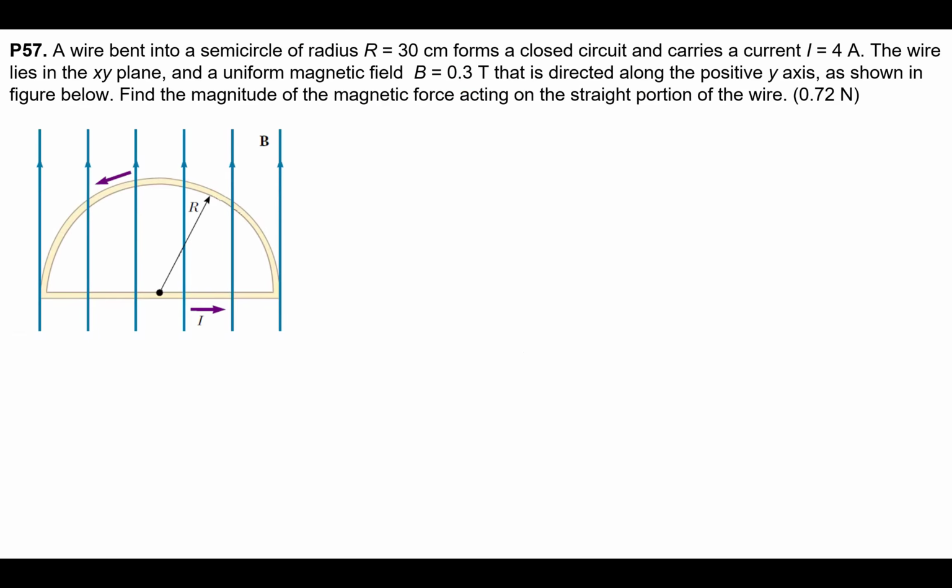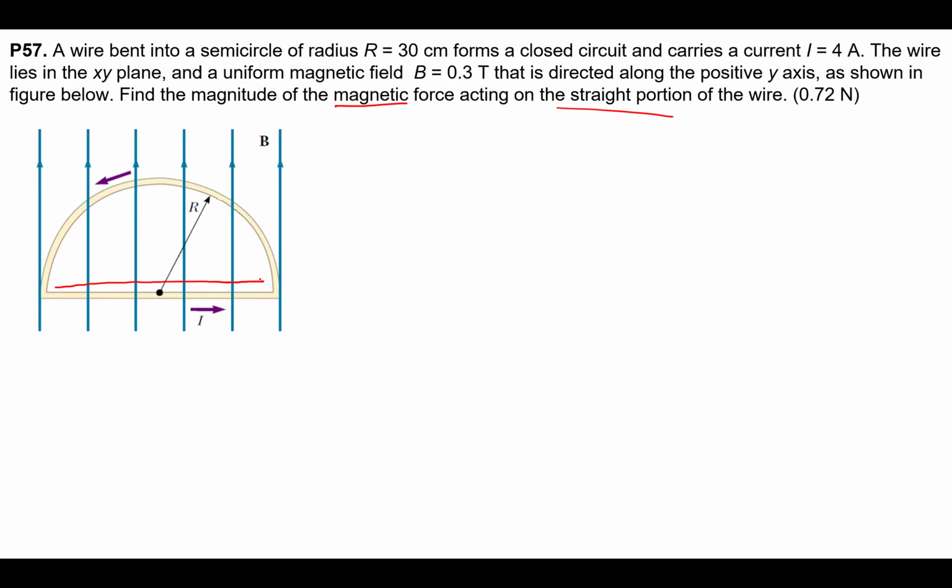A wire bent into a semicircle of radius 30 centimeters forms a closed circuit and carries a current I equal to 4 ampere. The wire lies in the XY plane, and the uniform magnetic field is directed along the positive y-axis. Find the magnitude of the magnetic force acting on the straight portion of the wire. Here, this is the straight portion.